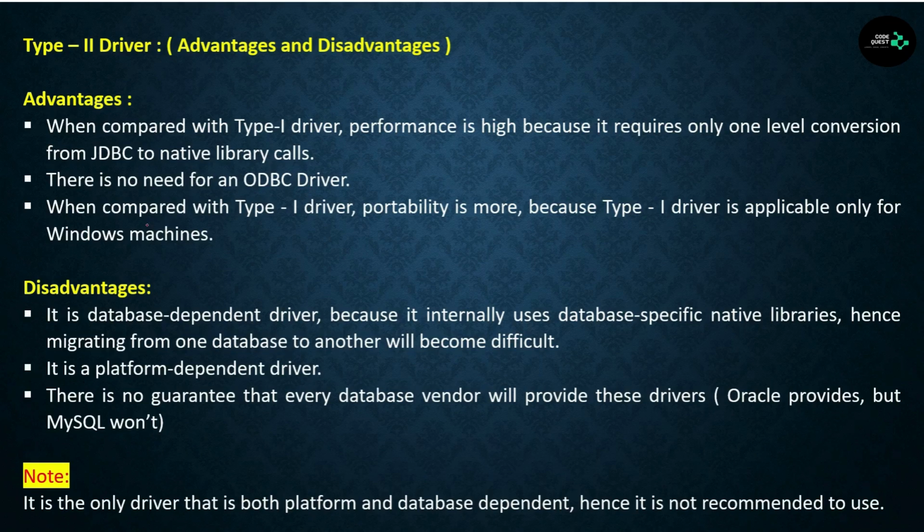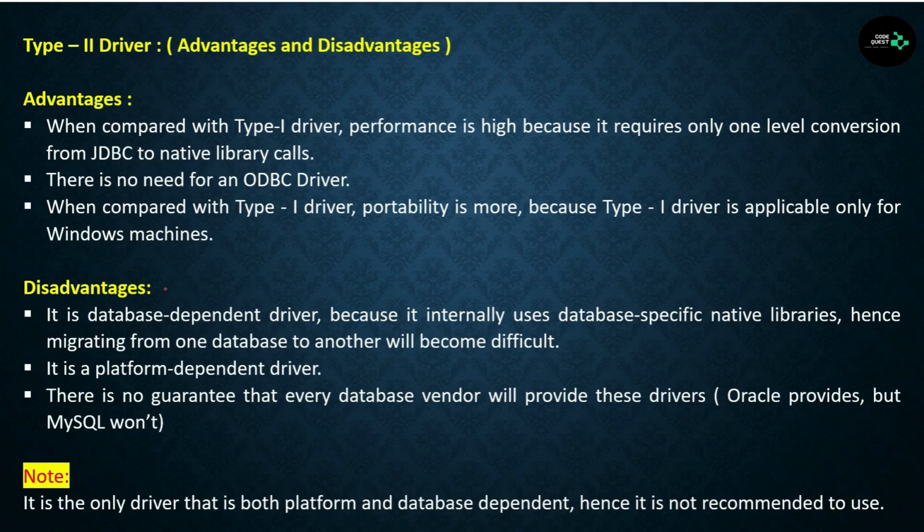Okay. So when we compare this with the type 1 driver, the portability is more, because we have seen in type 1 the ODBC drivers are only available in the Windows operating system. But because we do not have an ODBC driver in type 2, the portability is more. I mean, you can work in Linux or Mac OS or any other operating system, because earlier the ODBC driver was only working under a Windows machine. Okay, so these are a few advantages when compared with your type 1 driver.